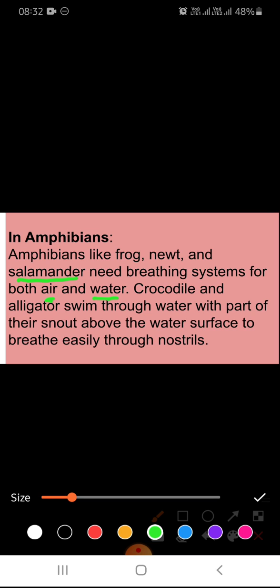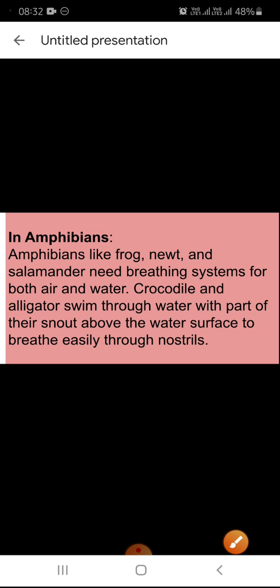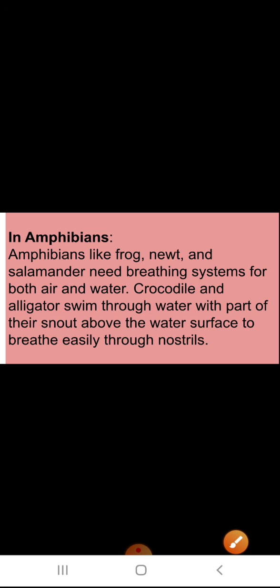Now crocodile and alligator swim through water with a part of their snout above the water surface to breathe easily through the nostrils. They come out of the water, or they move with their snout out to take the air. So this is how the amphibians live. Amphibians generally spend their life in water and also on land. They can breathe in both environments.